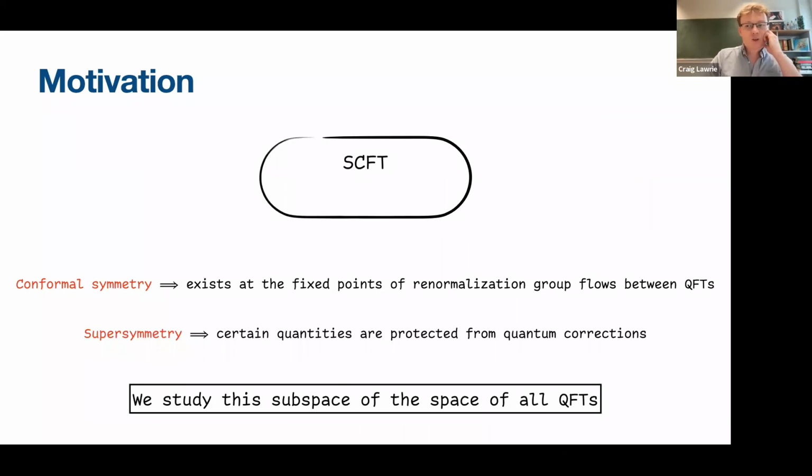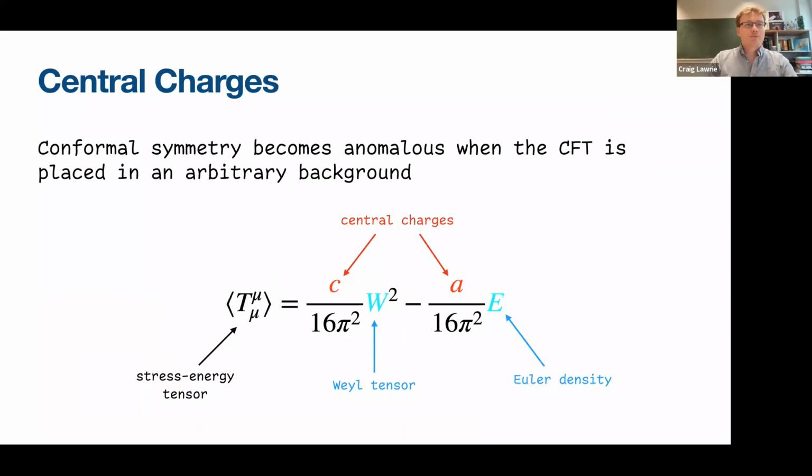Okay, so if I give you a 4-dimensional superconformal field theory, one of the things that happens is that if I put the theory on a curved background, then the conformal symmetry itself becomes anomalous. And that anomaly is basically captured by 2 numbers. Those are what are called the central charges, C and A, and they appear in the correlation function of the stress energy tensor in this way. They're the coefficients of the Weyl tensor and the Euler density, which are just defined by the choice of background that you put the CFT on.